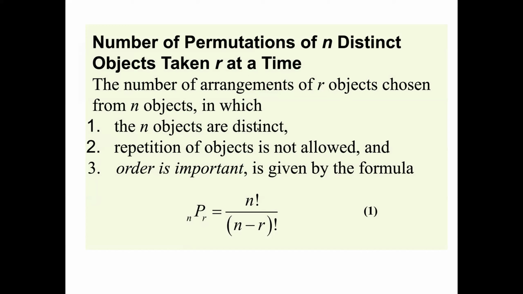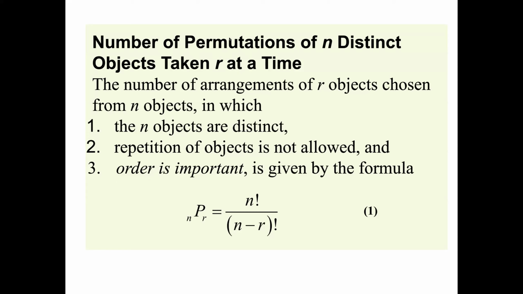So the full set is different. It's no repeats in there. And when you choose an object, up to the R objects that you're going to choose, repetition is not allowed. You're not allowed to repeat a chosen distinct object in the N objects that are out there. But the key here is order is important. This is what's going to separate out permutations from combinations: order.